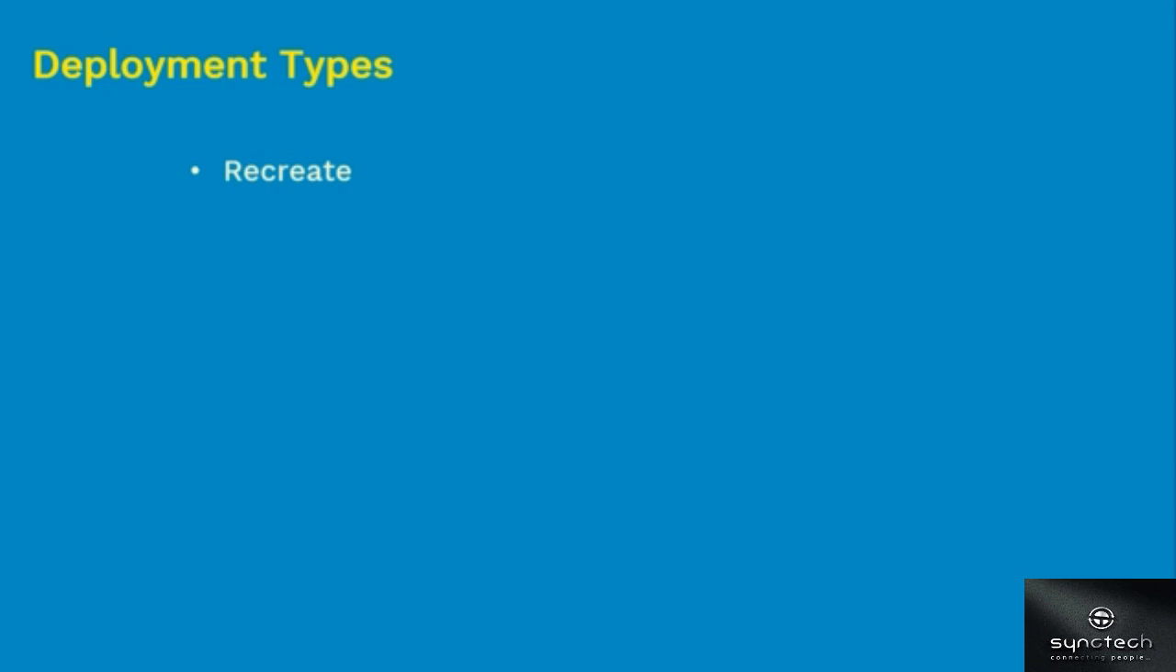This is very easy to set up, but there is a downtime while there is switching from version A to version B. Next, rolling update. Rolling update deployment will slowly roll out a version of an app by replacing instances one after the other until all the instances are successfully rolled out.